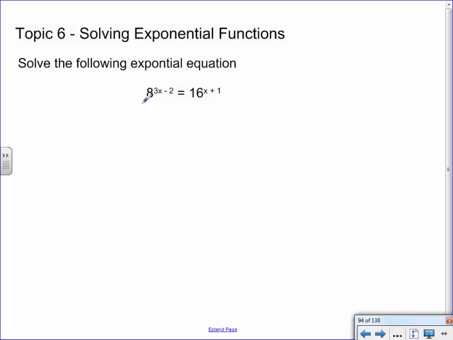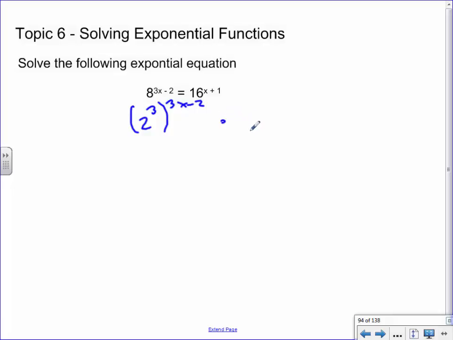Okay, so let's talk about this base of 8 though. What if I wrote 8 as 2 to the 3? 8 is 2 to the 3. You guys have heard that at some point before, right? Well, if I rewrote 8 as 2 to the 3 and I put it in a bracket, I'd still have to have that 3x minus 2 sitting there. But does that feel logical? 8 is 2 times 2 times 2.